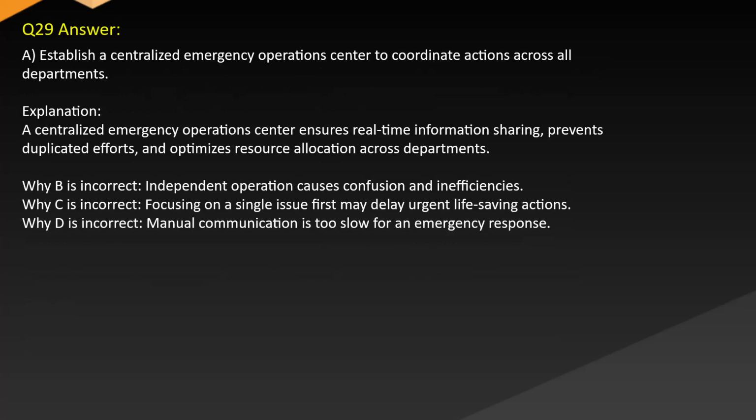Answer A. Establish a centralized emergency operations center to coordinate actions across all departments. Explanation. A centralized emergency operations center ensures real-time information sharing, prevents duplicated efforts, and optimizes resource allocation across departments. Why B is incorrect. Independent operation causes confusion and inefficiencies. Why C is incorrect. Focusing on a single issue first may delay life-saving actions. Why D is incorrect. Manual communication is too slow for an emergency response.